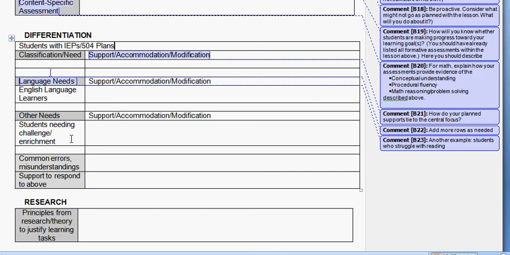You want to consider students needing challenge or enrichment, because certainly you don't want to only be accommodating for students who are struggling. You want to really think about how can you go above and beyond to support students who need a challenge, or maybe moving through the content a little quicker.